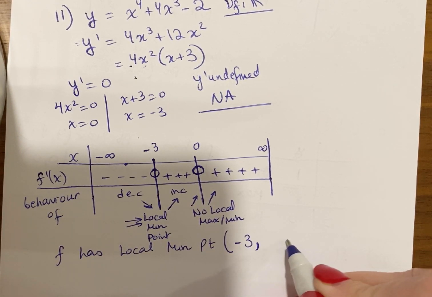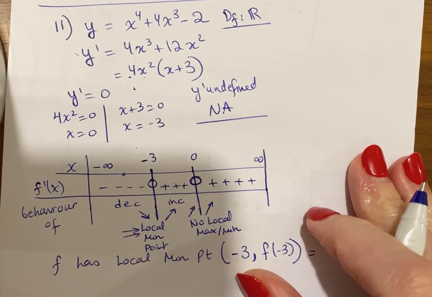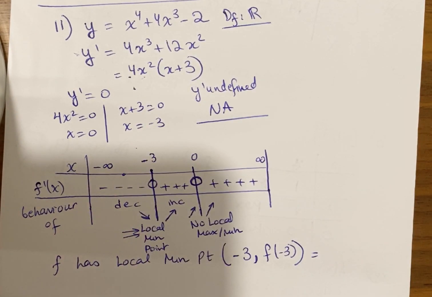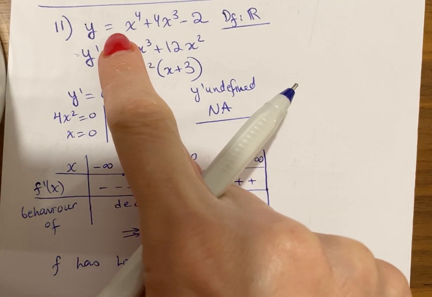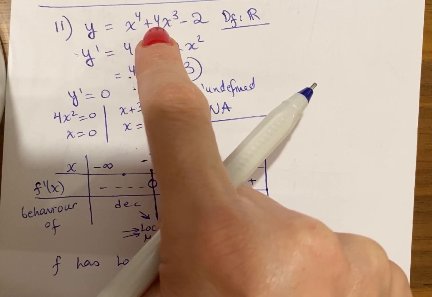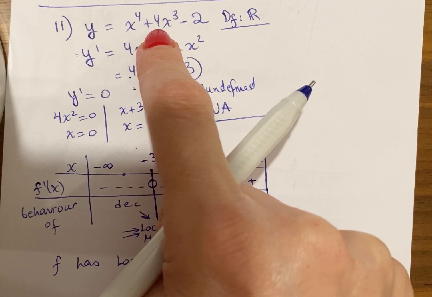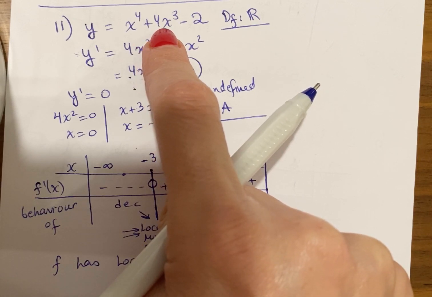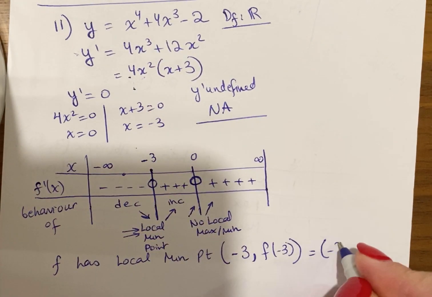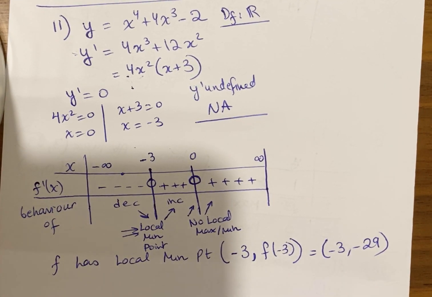And what do we get here? It's f at minus 3. Take minus 3 and substitute it in this equation that we have over here, which gives us minus 3 to the fourth plus 4 times minus 3 cubed minus 2, so 81 minus 108 minus 2, which is minus 29. So this is the only local extreme value that this function can attain.